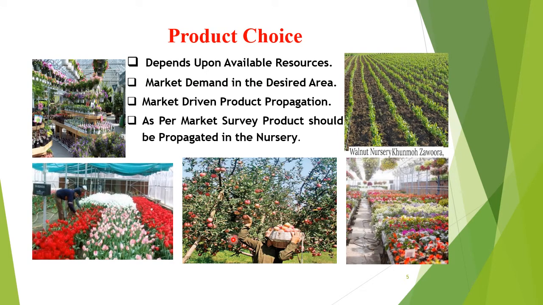So that means you have a product choice that depends upon available resources, market demand in the desired area, market-driven product propagation. As per market survey, product should be propagated in the nursery. So in planning, you need a market survey. Then you can propagate the plant as per the market survey.